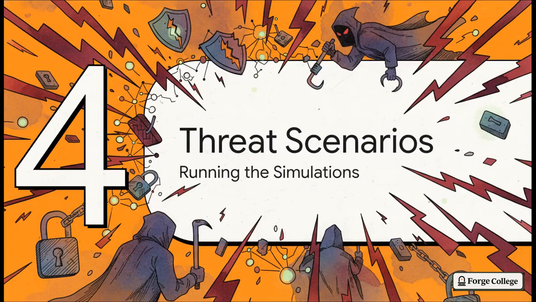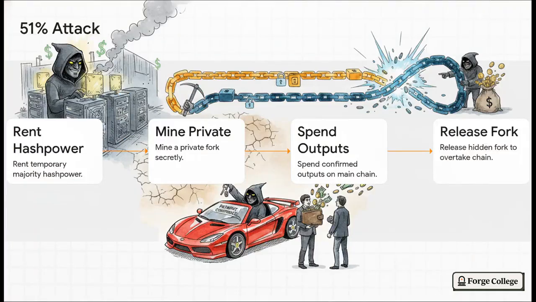Section 4. Threat scenarios in action. Running the simulations. Okay, time for the fun part. Let's play the bad guys. To build good defenses, you have to think like an attacker, right? Here is scenario A, attacking our honest majority assumption. Step 1. An attacker rents a temporary hashpower majority. Step 2. They secretly mine a private fork. Step 3. They spend confirmed outputs on the main chain, maybe buy a sports car or something. And Step 4. They release their hidden, longer fork to overtake the main chain, effectively returning the money to themselves. This is the classic, devastating 51% attack, resulting in a double spend.